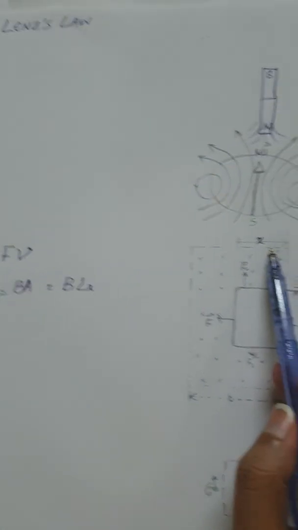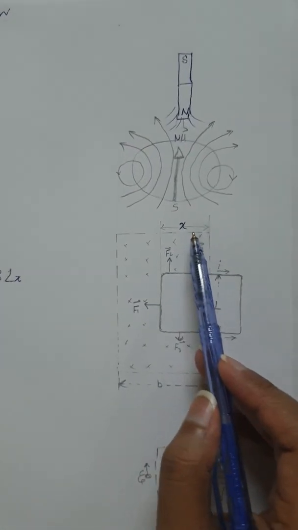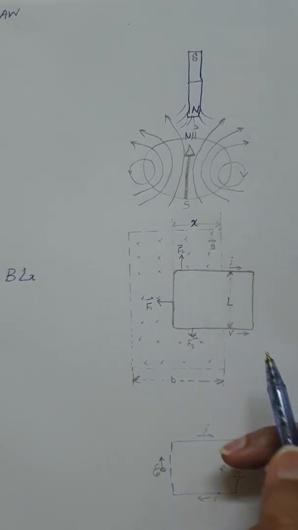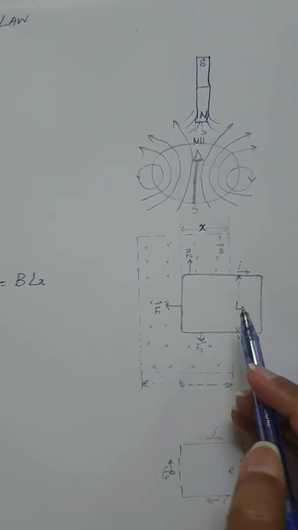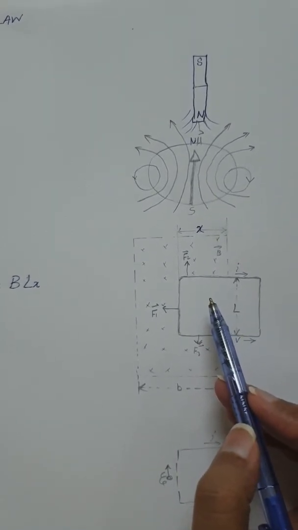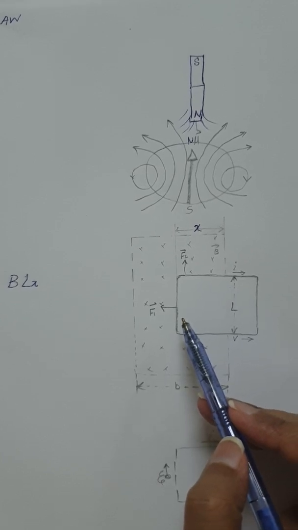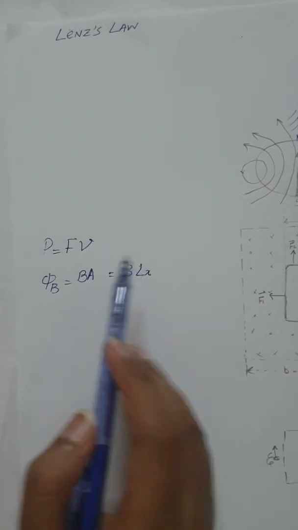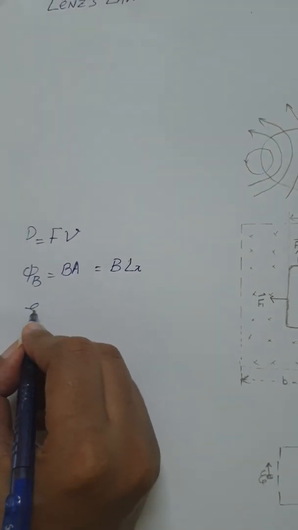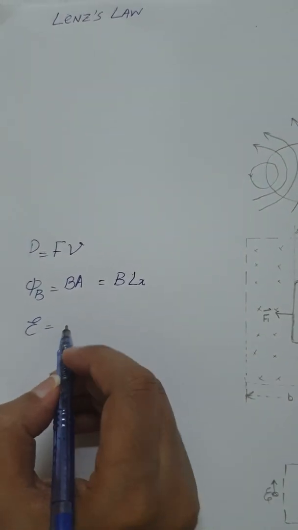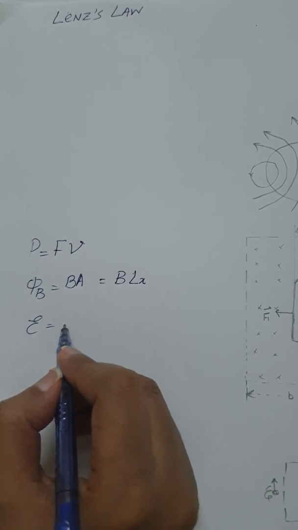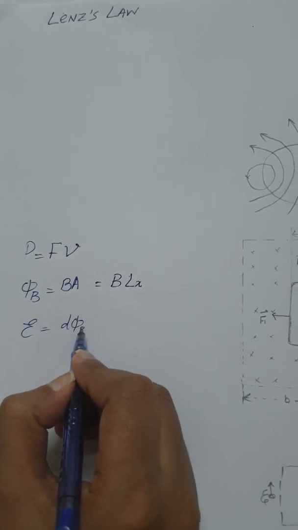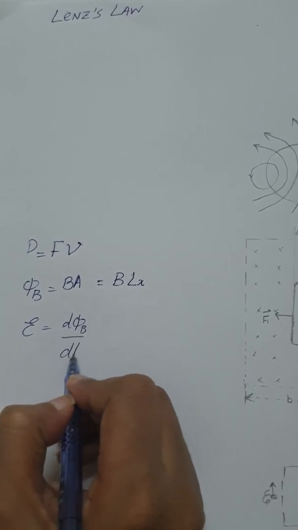So now when x decreases, the flux decreases. When x increases, the flux increases. Faraday's law tells us that with this flux decrease, an EMF is induced in the loop. And we can drop the minus sign in Faraday's law, and use the equation: the magnitude of the EMF using Faraday's law would be dΦB over dt.